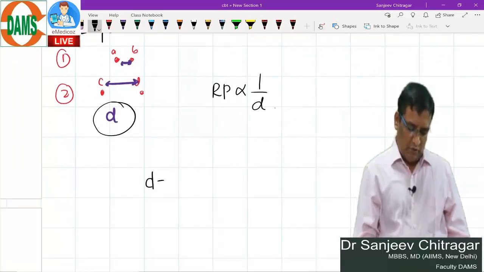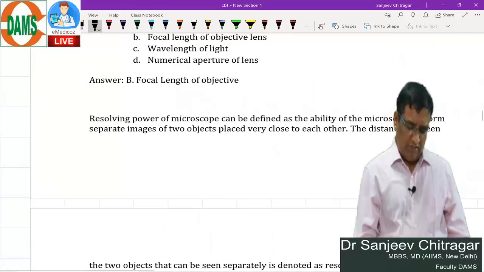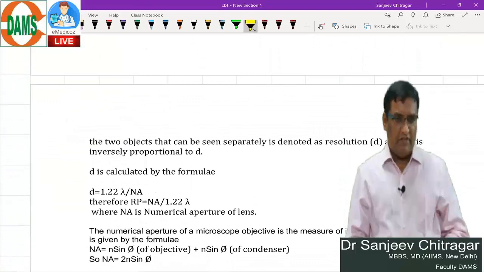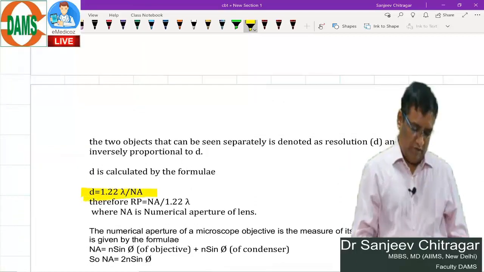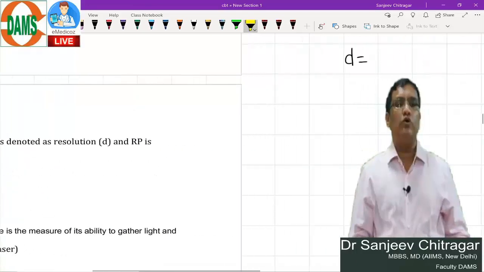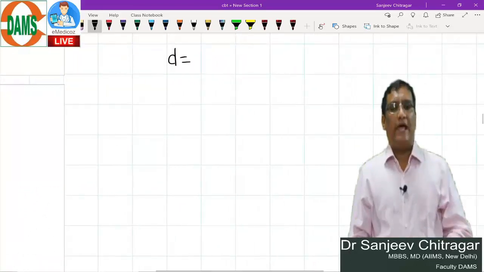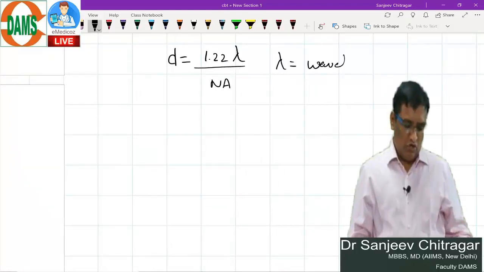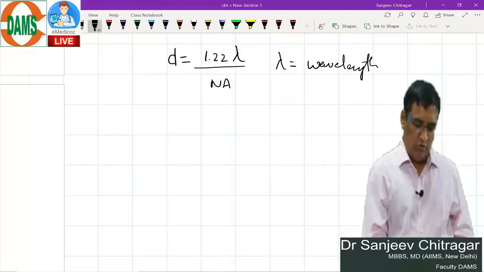Some people also call this D min, by the way. I have a formula given in the explanation as well. Look at this. What is the formula for D? D is equal to 1.22 lambda divided by numerical aperture. Let me write it: 1.22 into lambda divided by NA, where lambda is the wavelength of the light used. So the longer the wavelength, the more D will be.